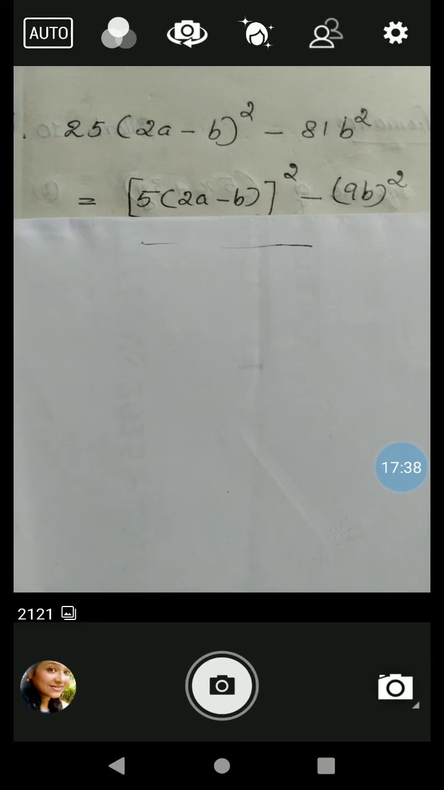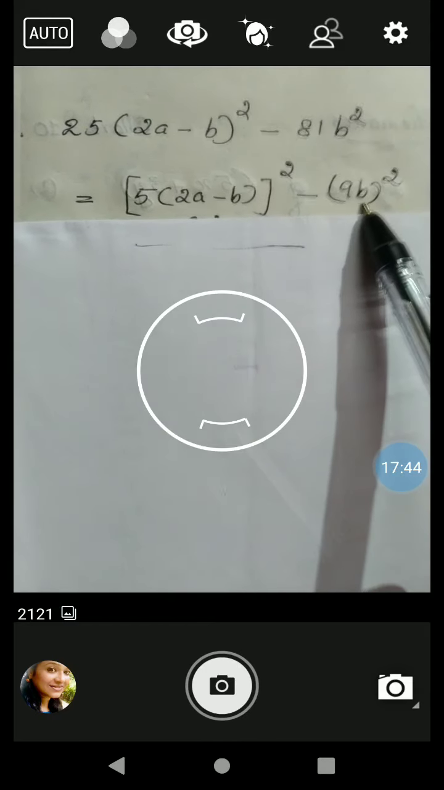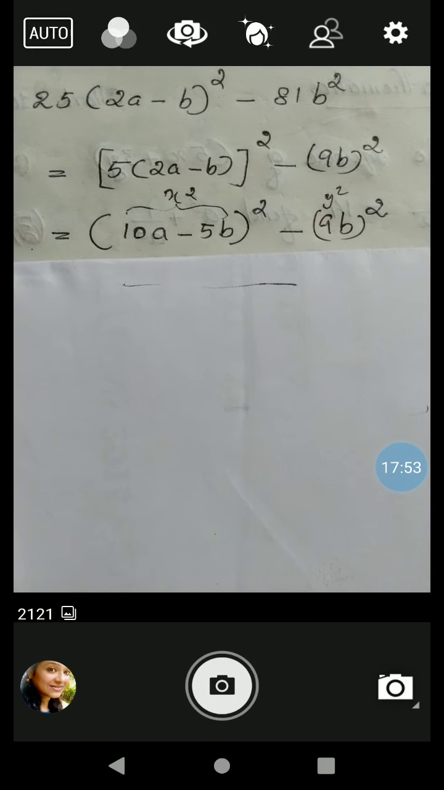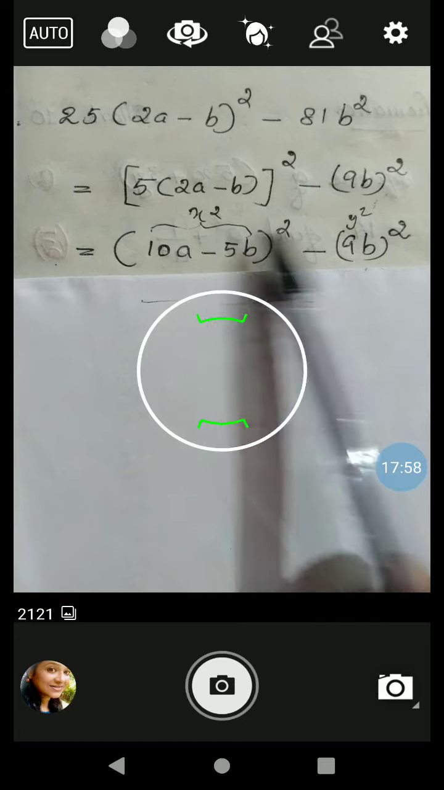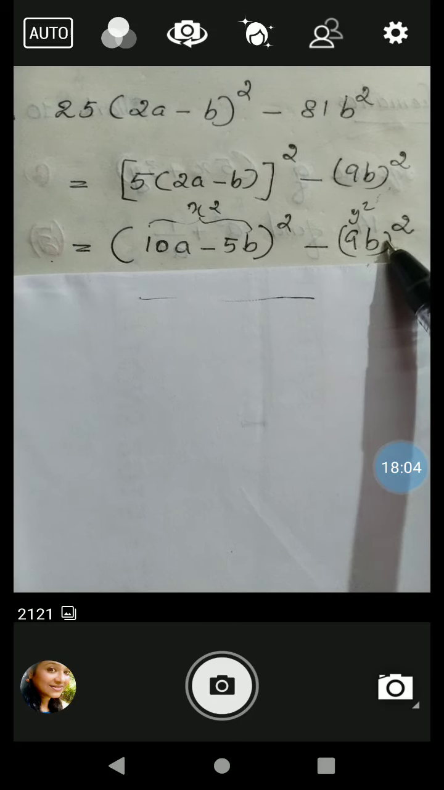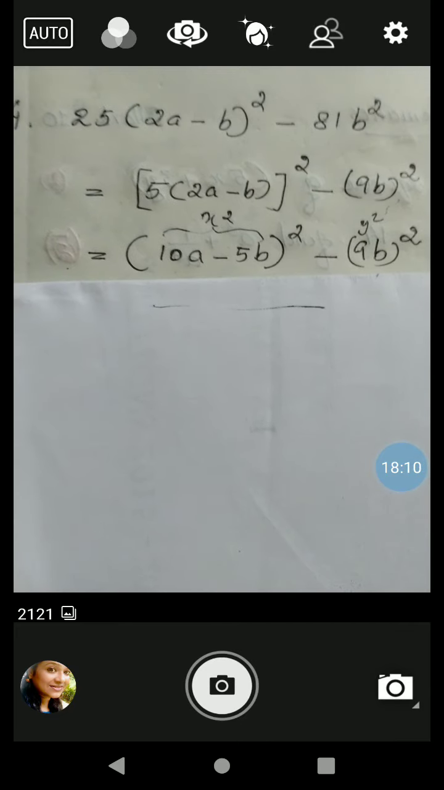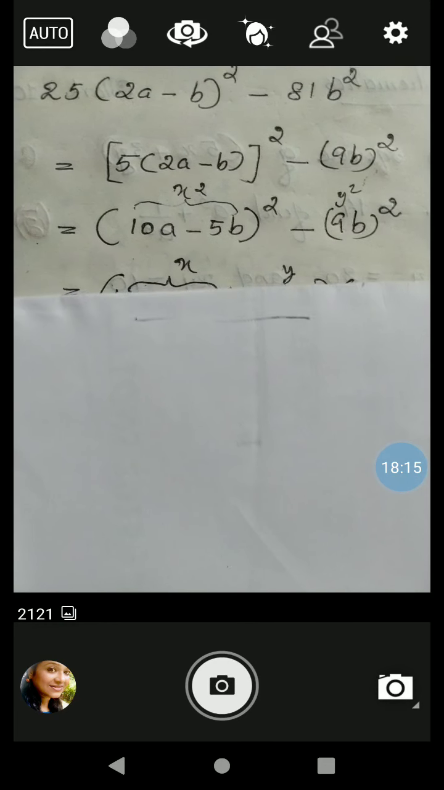So 25 into (2a minus b) the whole square can be written as (5 into (2a minus b)) the whole square minus (9b) the whole square. Just open this bracket. You will get (10a minus 5b) the whole square minus (9b) the whole square. This total is x square and this is y square. No need of writing this x square and y square on the top. Now we can apply x square minus y square is (x plus y) into (x minus y).